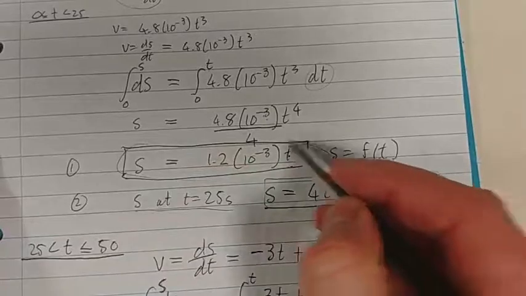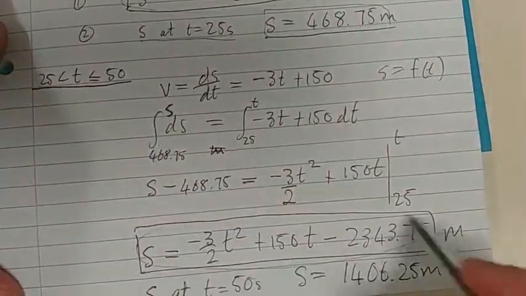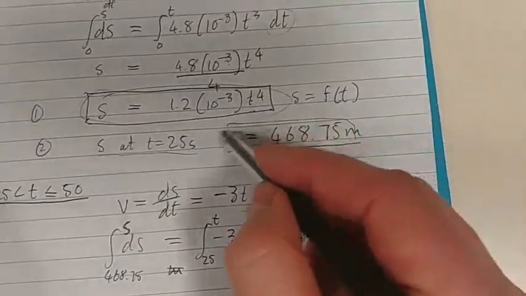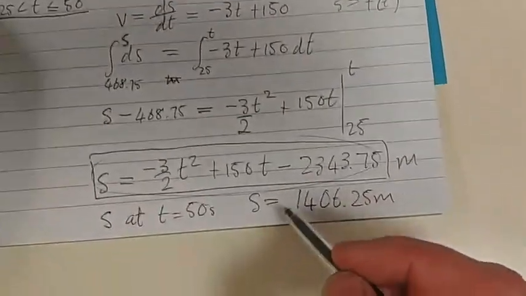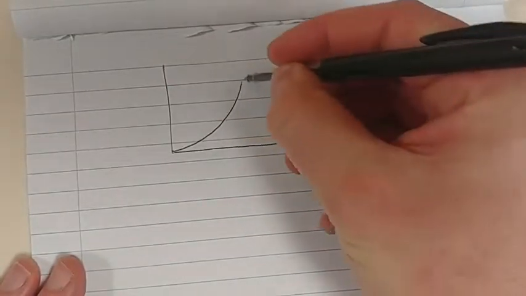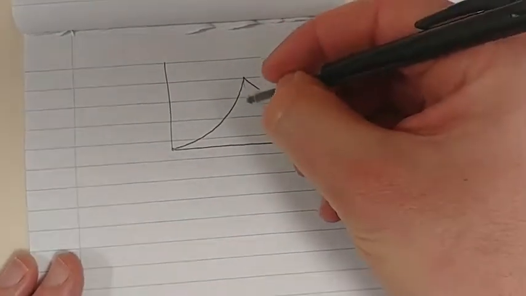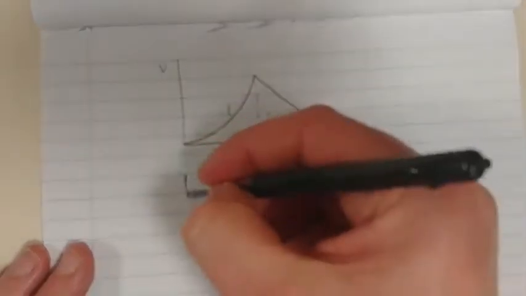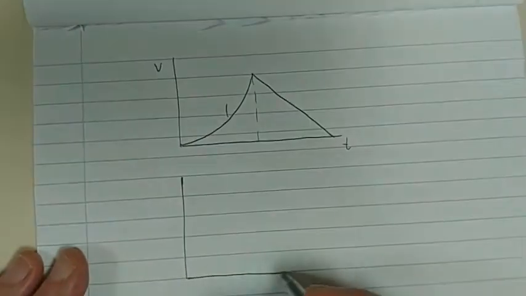Okay, so we are ready now to draw the graph. We found our functions, right? And we found the values at the extreme points of those functions. So let us draw this graph. Okay, so we started off with velocity. This was our vt curve. Now we can draw our st curve.